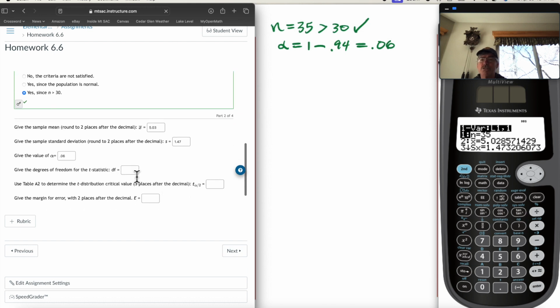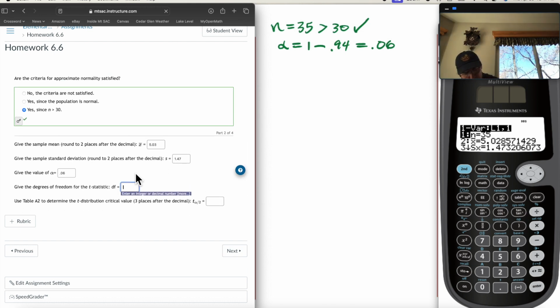Okay, degrees of freedom, that's the sample size minus 1, so I'll go ahead and put a note here for that.